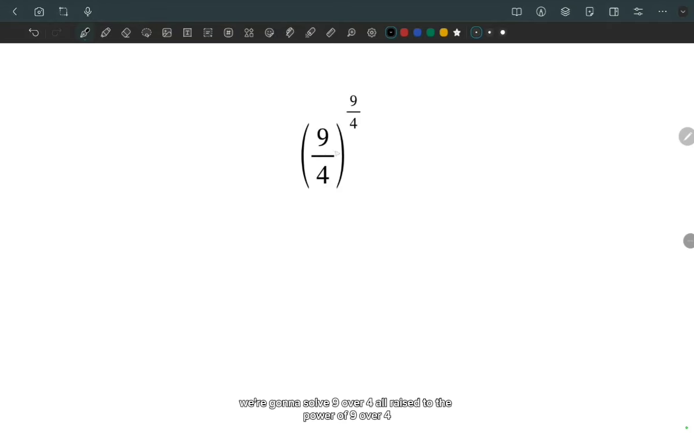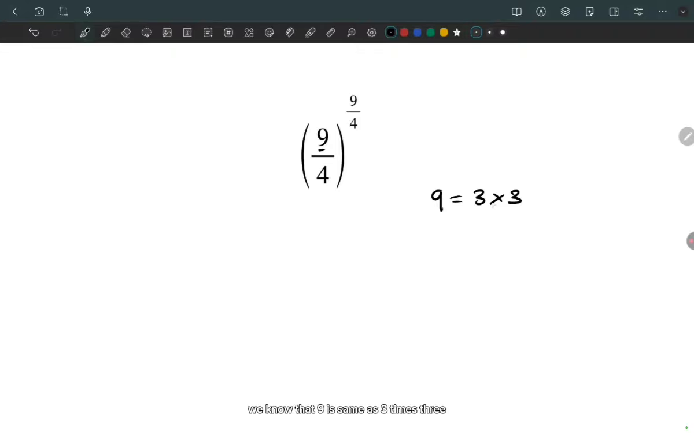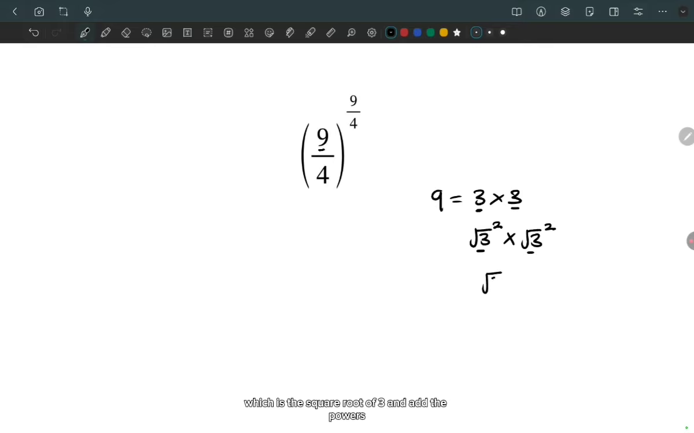In this video, we're going to solve (9/4)^(9/4). We know that 9 is the same as 3 times 3. And 3 can also be written as the square root of 3 squared, times this 3, which can also be written as the square root of 3 squared. If we apply the law of indices, we can take the common base, which is the square root of 3, and add the powers. So 2 plus 2 is 4. So we are saying that 9 is equal to the square root of 3 raised to the power of 4.